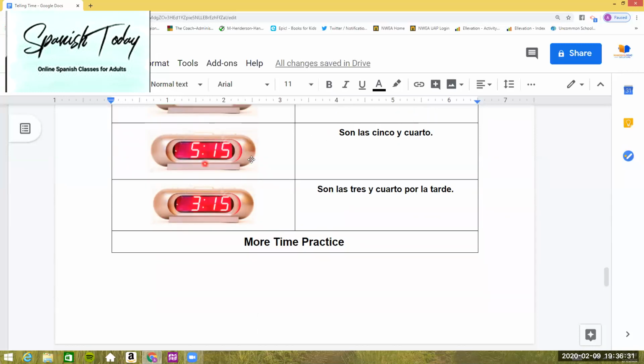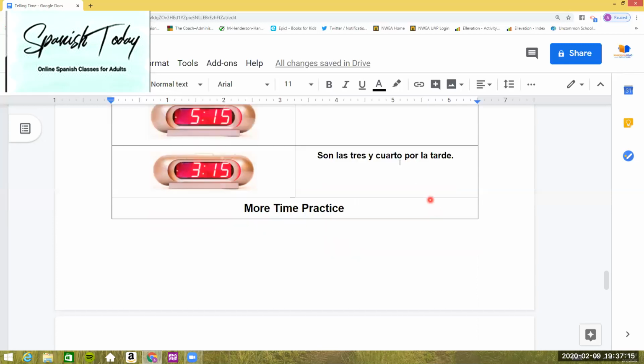Okay, so let's try 5:15. Son las 5:15. And 3:15. Son las 3:15. And I went ahead and added a time frame in there for you here so you can see that, yes, you can still add a period of time at the end. Okay, that's completely optional. So let's try it by saying the time frame at the end as well. Son las 3:15 por la tarde. It's 3:15 in the afternoon. Son las 3:15 por la tarde.